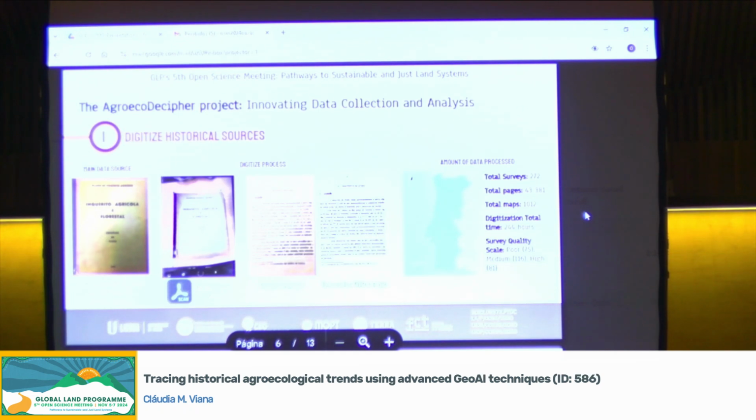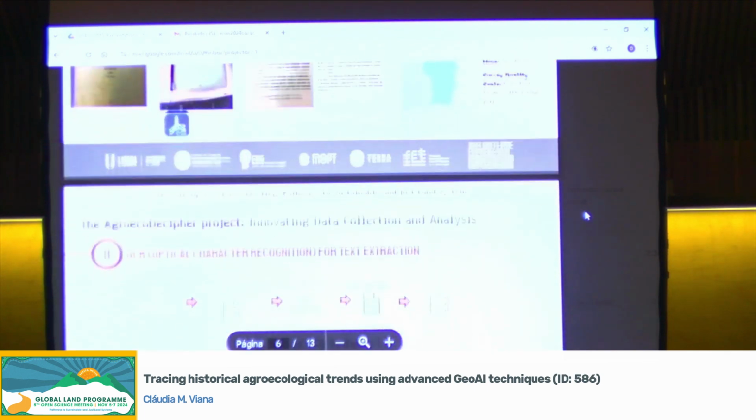So they wrote these surveys, and we have one survey for each municipality of Portugal, and we try to apply this methodology to these surveys. So we collect all these surveys. We have 270 surveys, and we digitize all these surveys, which is a total of 44,000 pages. It took some hours to do all these first tasks, but we were able to do it in the first year of the project.